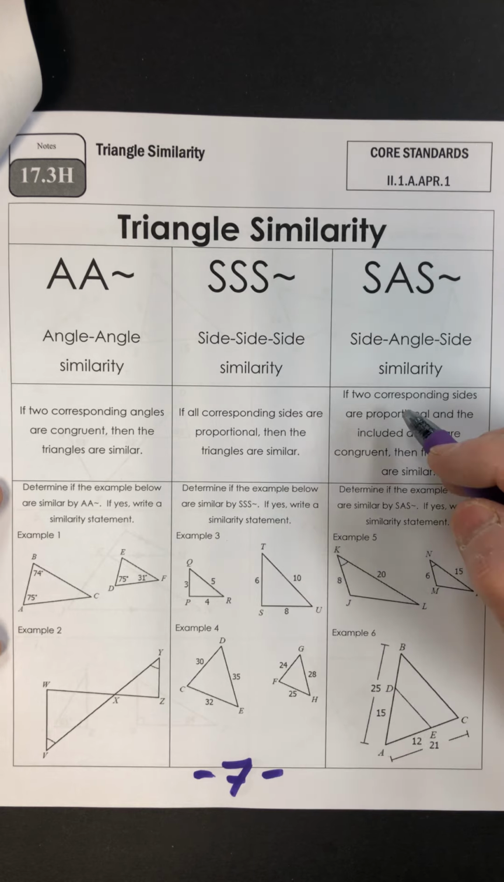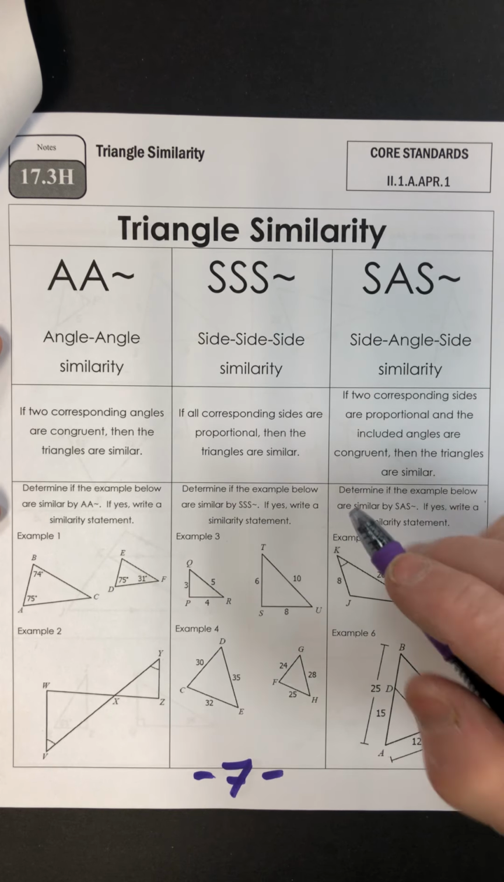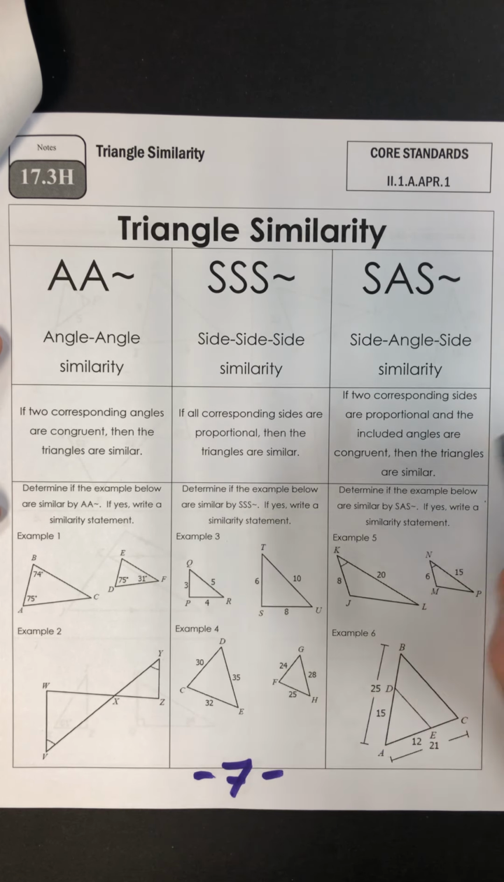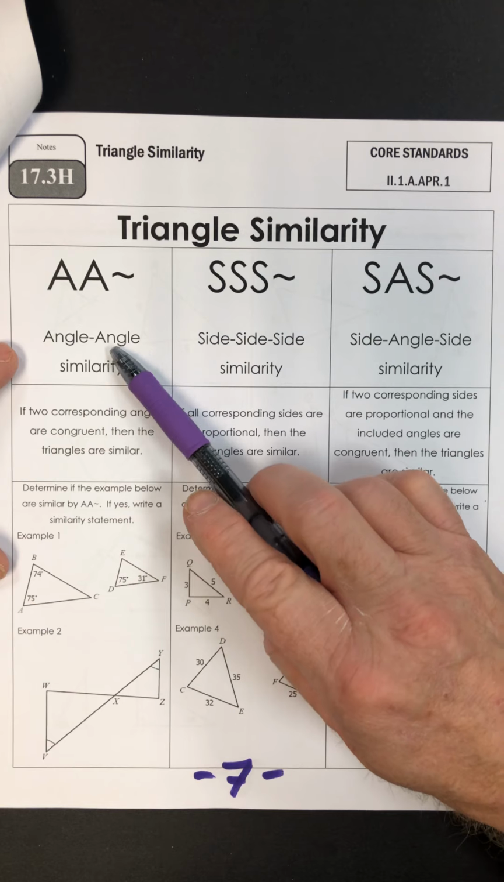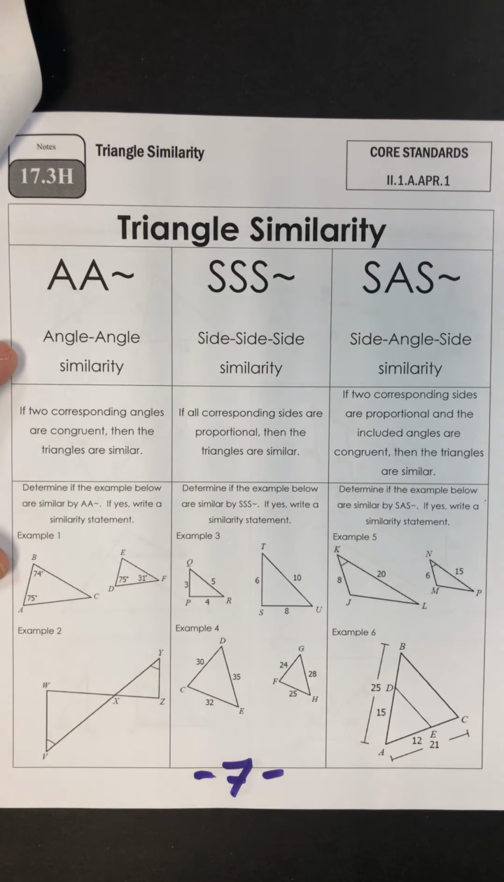Okay, the first rule for similarity, note this is not congruence. This is not why triangles are congruent. This is why triangles are similar. So first of all, you have angle. So if two angles, note in triangles that are similar, the angles are congruent.